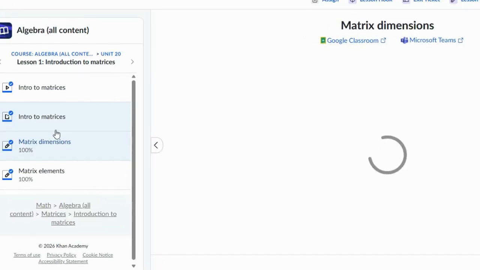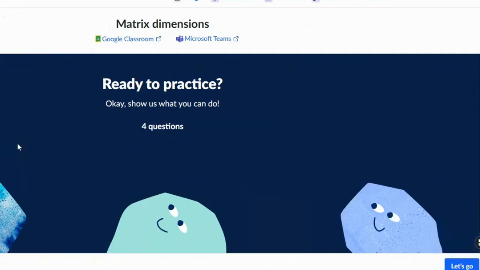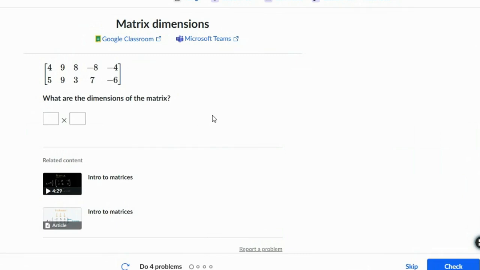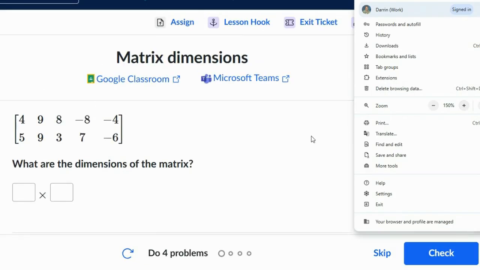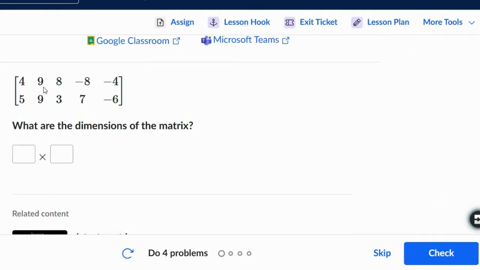This is what it looks like. When you click on this, this is what the assignment in Khan Academy is going to be. It's got 4 problems. Again, we can close this little menu on the side. Ready to practice. Show us what you can do. 4 questions. Down in the corner, we hit let's go. The first question is, what are the dimensions of this matrix? I make this big again. We got 4, 9, 8, -8, -4, 5, 9, 3, 7, -6.